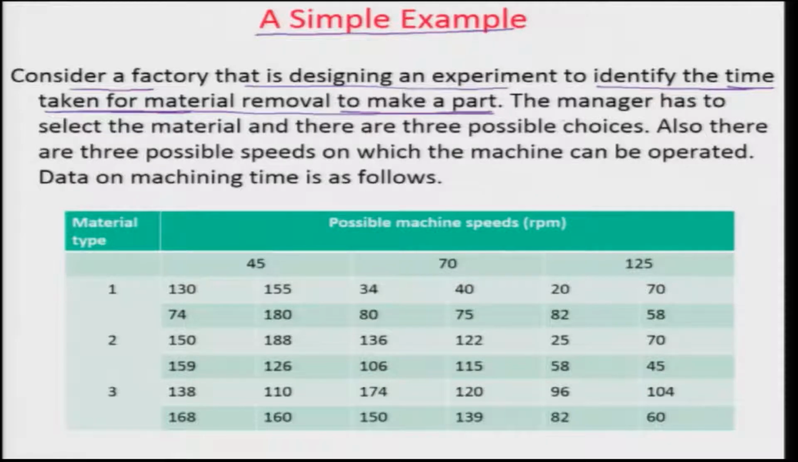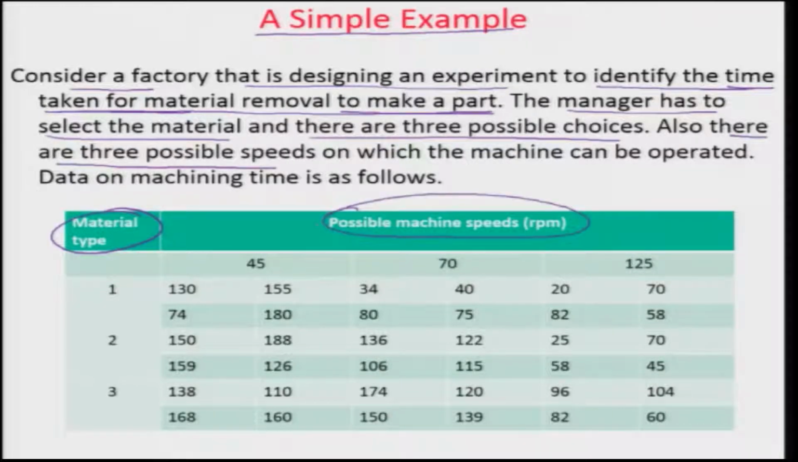And the manager has a couple of things to do. The first part is to select the material. There are 3 possible choices, material 1, 2 and 3. And there are additional choices, 3 possible machine speeds. This is the second factor, on which the machine can be operated. The 45, 70 and 125 are the RPMs on which the machine can be operated.